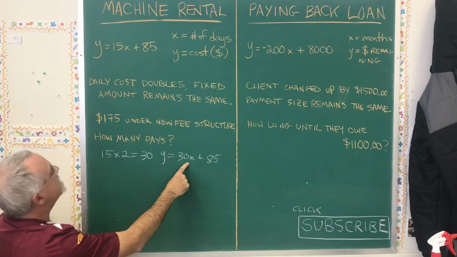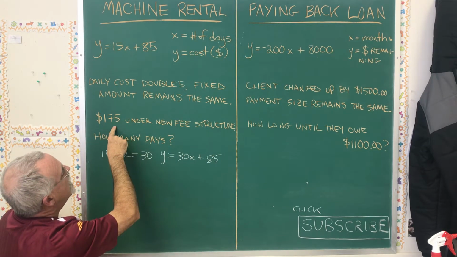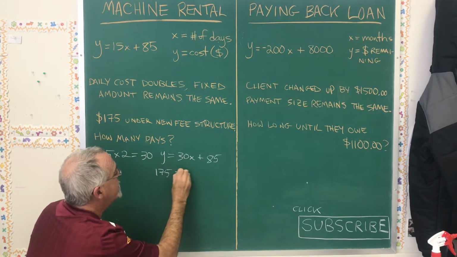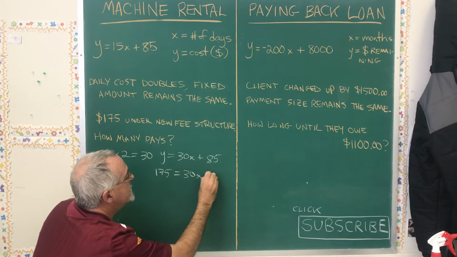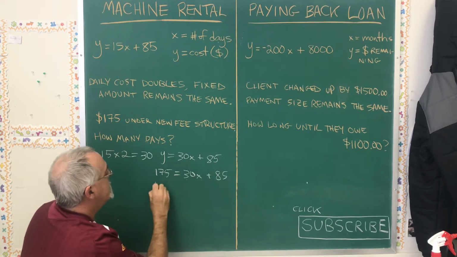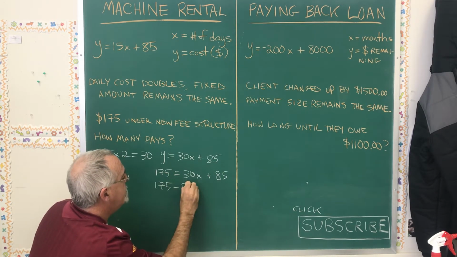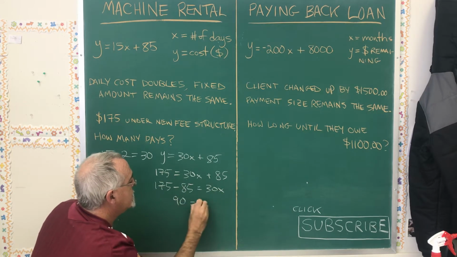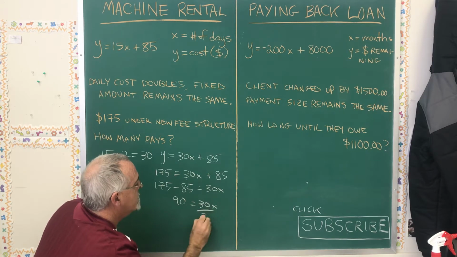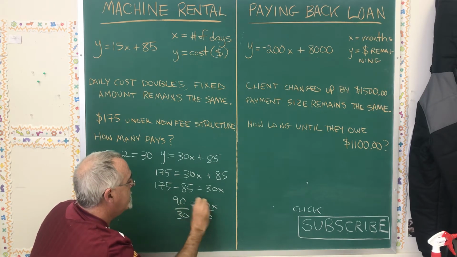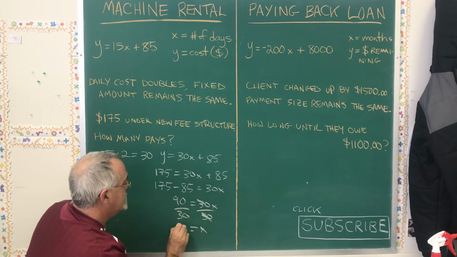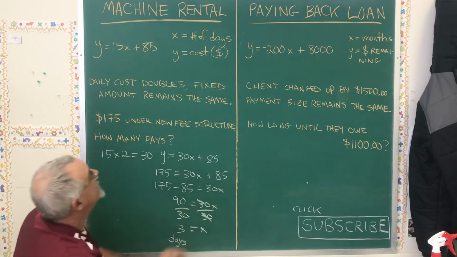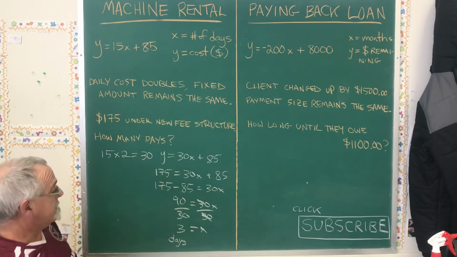Now we use this to answer our question. If y is $175, we replace the y with the 175, and then we do algebra to isolate our x and answer the question. 175 minus 85 will be equal to 30x. 90 equals 30x. We divide both sides by 30, we isolate our variable, and x is equal to 3, and the unit of measure is days, as we said at the beginning.